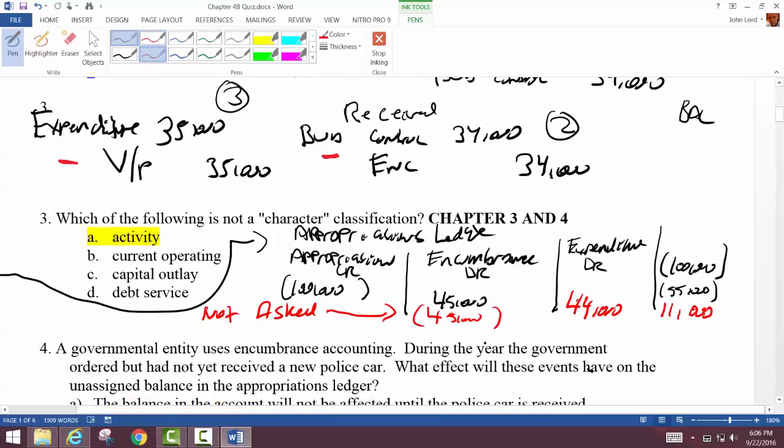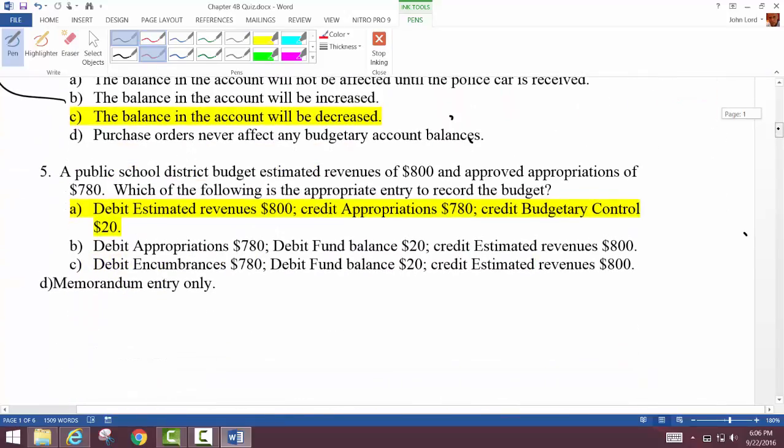Which of the following is not a character classification? I think this was actually chapter 2, wasn't it? Chapter 2. Okay, character talks about the period of benefit, doesn't it? Character, and we have current, or we could have capital outlay, we could have debt service. Activity is not a character classification. Okay, all right.